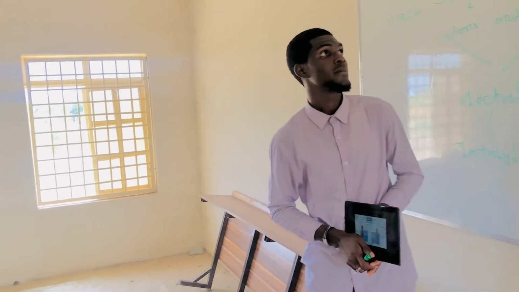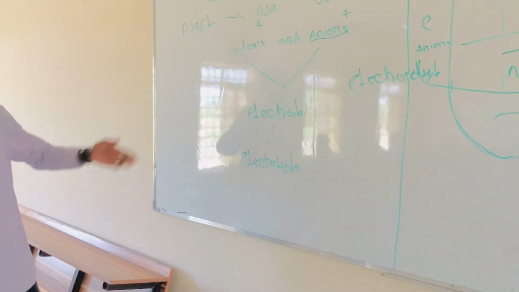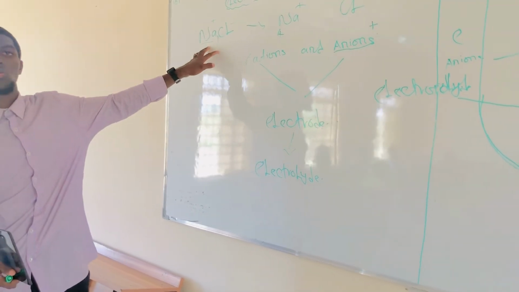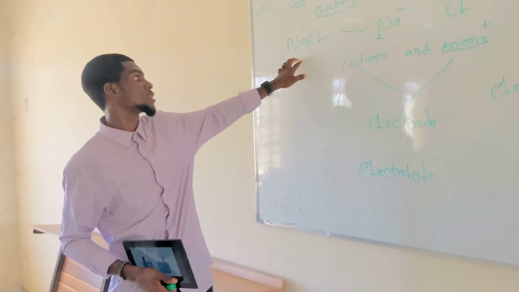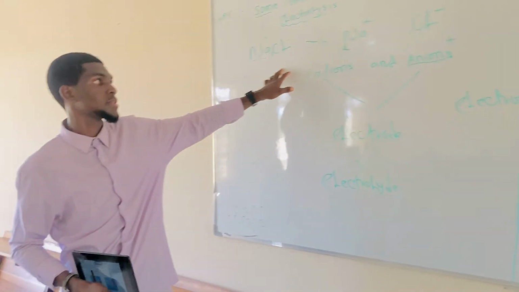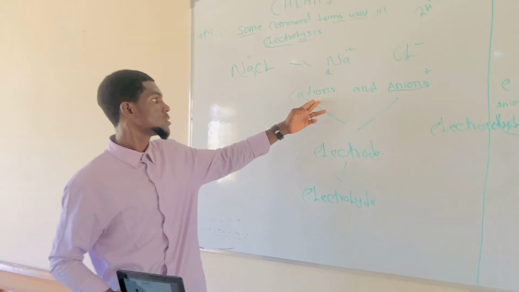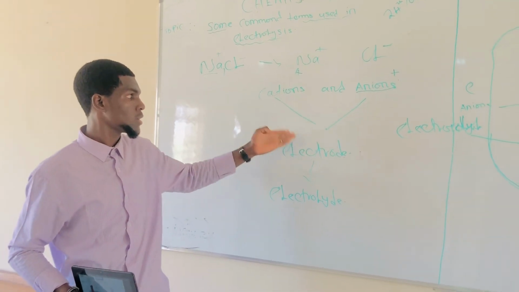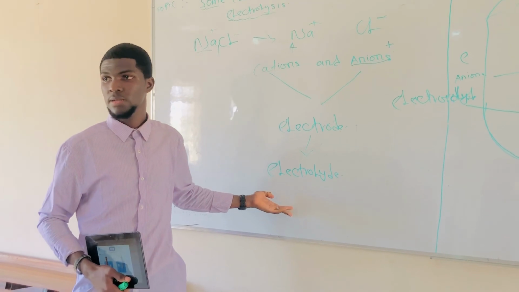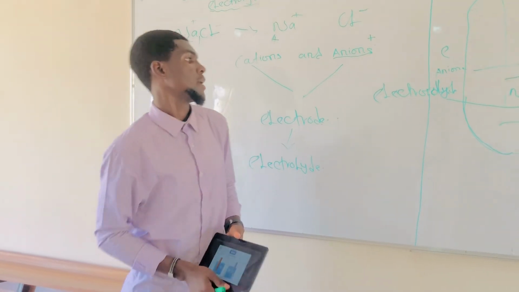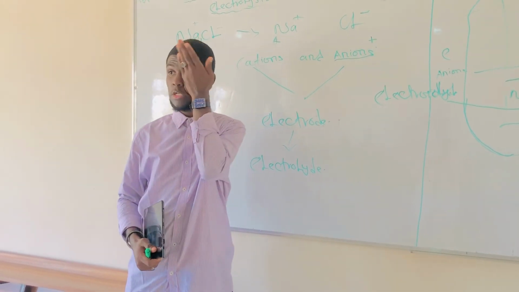Okay. Firstly, we started by giving an example with some common terms used in electrolysis. We used sodium and chloride, and showed the cations and the anions, how they flow, and that the cations and anions are what we call electrodes and the electrolyte. So, I think we are going to stop at this place.